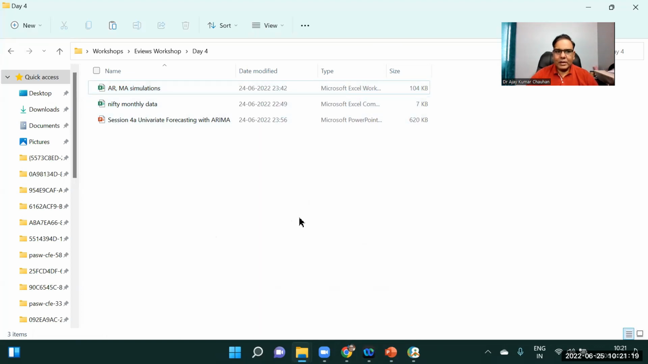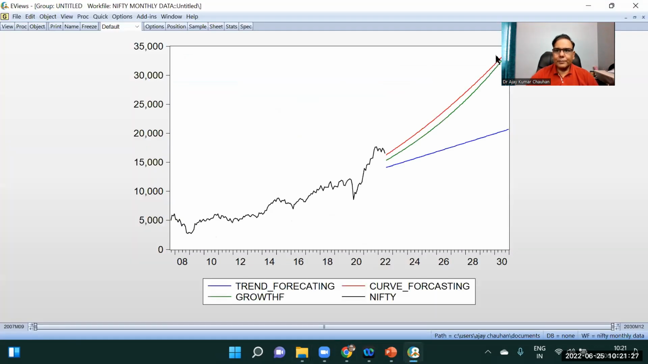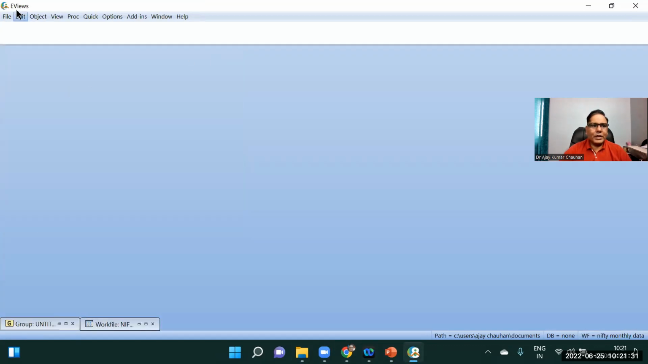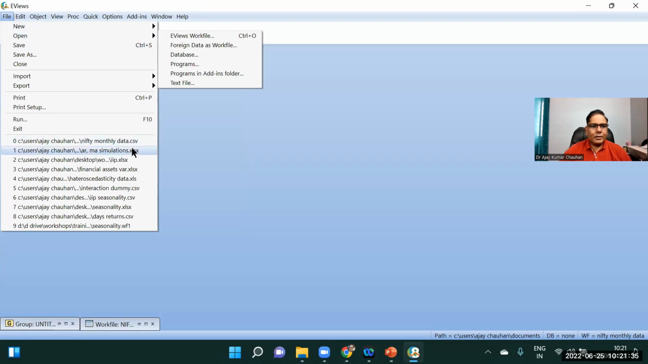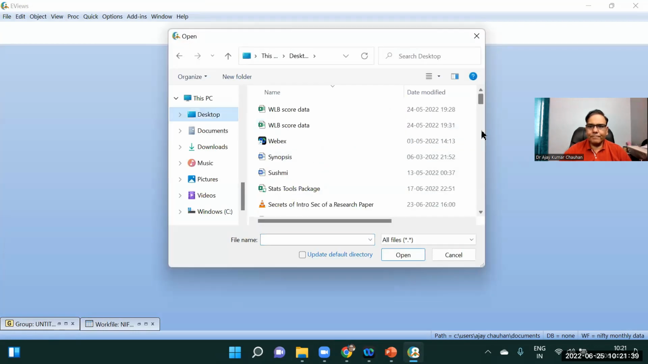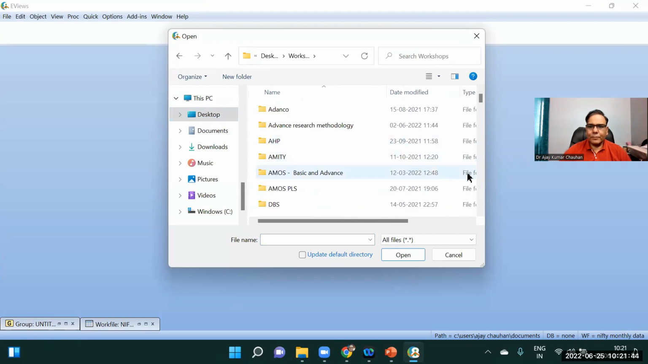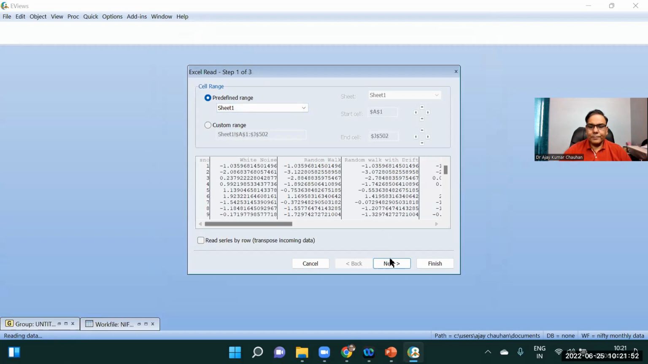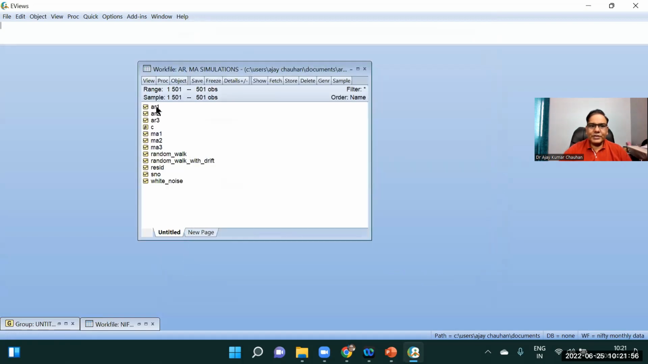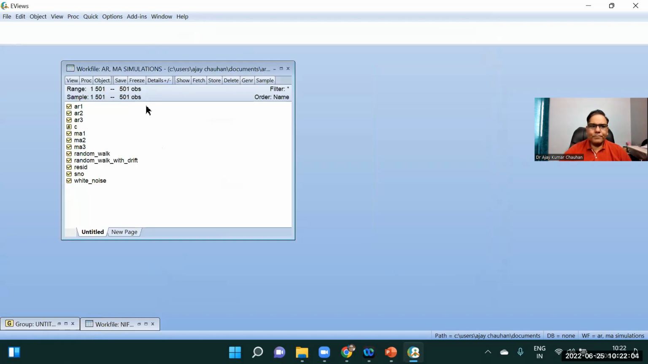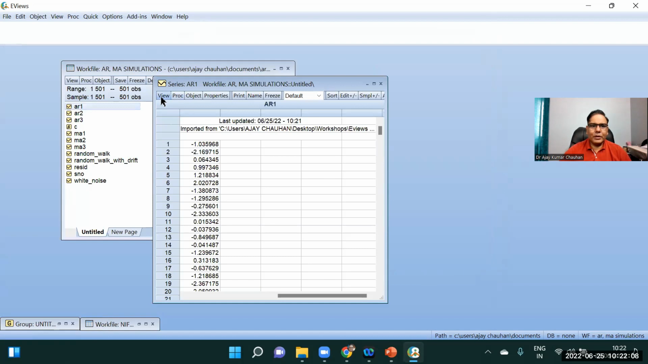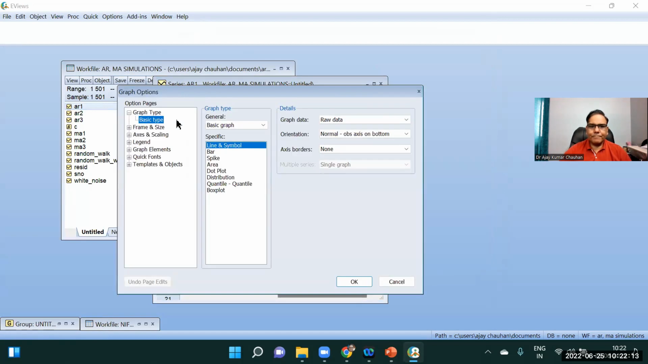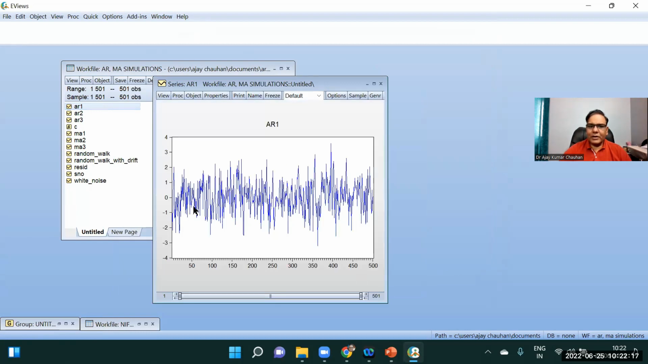Now what I'm doing, I'm going to open this series in EViews and want to show you something. So I'm going to open the simulated file. You can see that we are having AR1, AR2, AR3, MA1, MA2, MA3. Now what you need to do is plot each series, for example AR1, to see how this series looks. So this is the kind of AR1 series. And if you plot the correlogram of it.